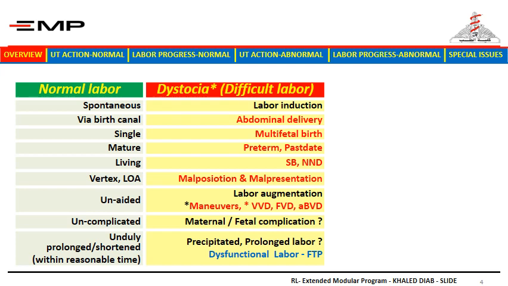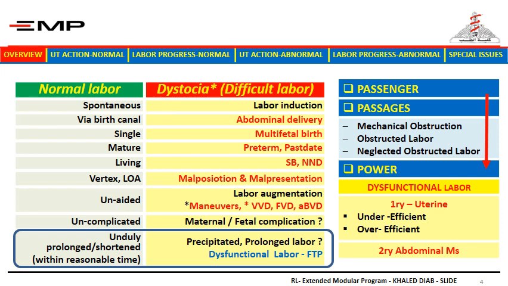Normal labor, as opposed to dystocia, may be defined as spontaneous labor through the normal birth canal of a single mature living fetus presented by its vertex in the left occipito-anterior, unaided, uncomplicated, and within a reasonable time. That's to say, not unduly prolonged or unduly shortened. Dystocia, on the other hand, derived from the Greek word meaning difficult labor, may be defined as any deviation from normality, as shown in the following table.